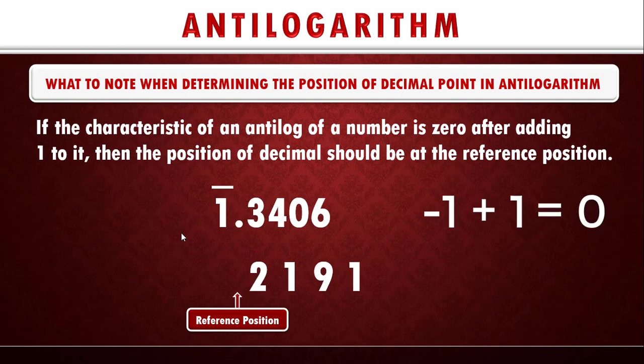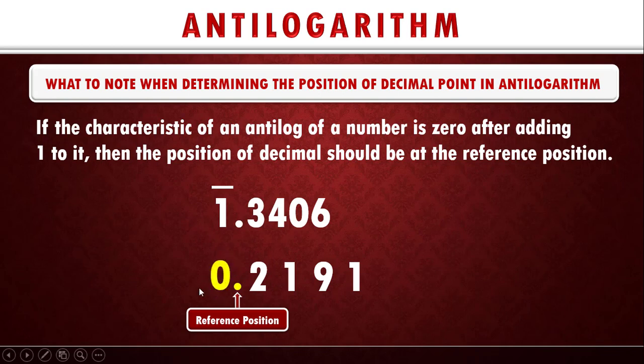Because we have 0, that means our decimal will be located at the reference position. You can see right here. So our decimal will be located in that position, and then we have to fill in 0 to this place. So point of note here, anytime you have bar 1 here, after which you've worked out your logarithm, and you are now left to determine the antilog, then you definitely know that when you add 1 to this bar 1, it will give you 0. In such scenario, you know that your decimal point will be at the reference position.